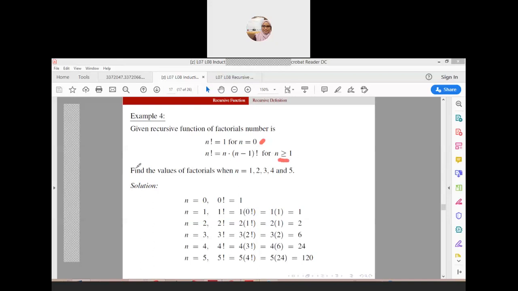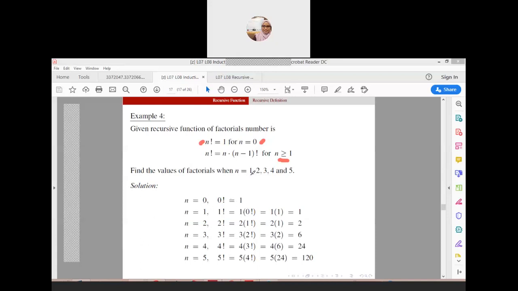So for this question, find the value of factorial when n is equal to 1, 2, 3, 4, and 5. For n equal to 0, we know that it's the basis step. Then just replace here, n is equal to 0. Here is n, then replace it with 0 factorial. Use your calculator, then you get 0 factorial is equal to 1.